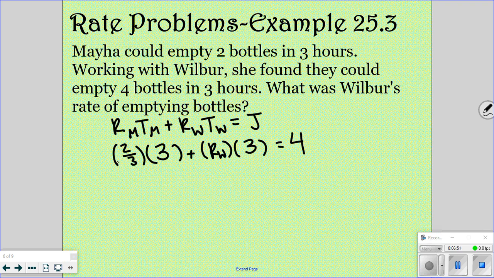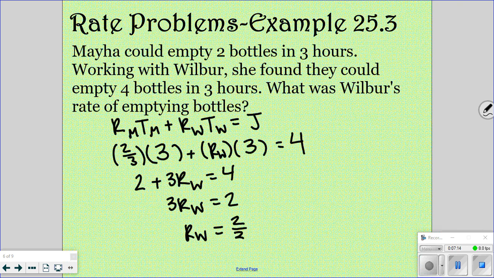If they give you one rate and not the other rate, then the other information is going to go into the job and the time they work together. So now we're going to multiply. 2/3 times 3 is 2, plus 3 times the rate of Wilbur equals 4. So if you subtract, 3 times the rate of Wilbur is 2, and then divide to give you the rate of Wilbur is 2/3. So that would be his rate. Okay? So again, same formula. They gave us different information though.